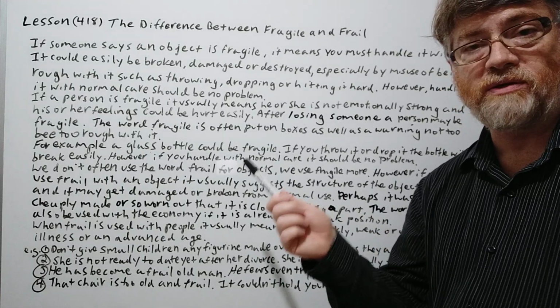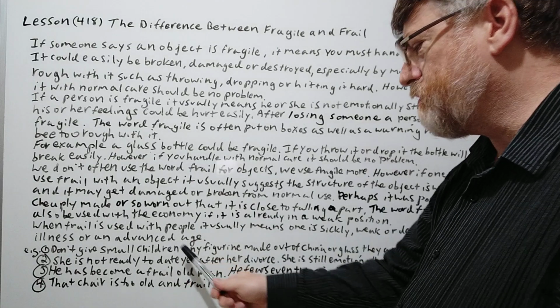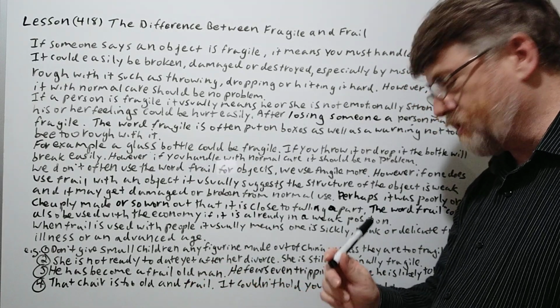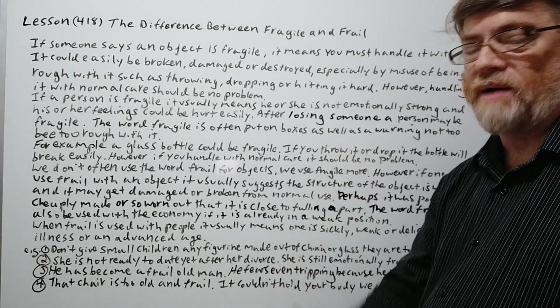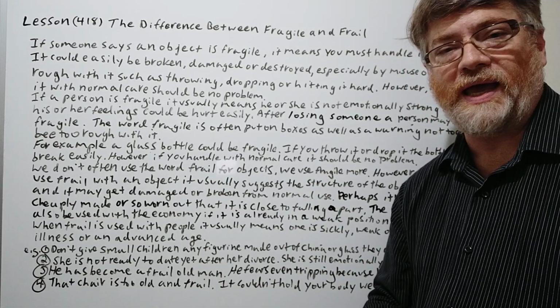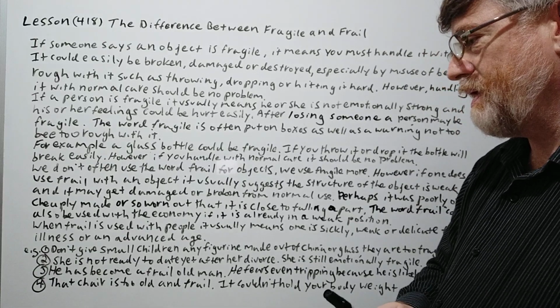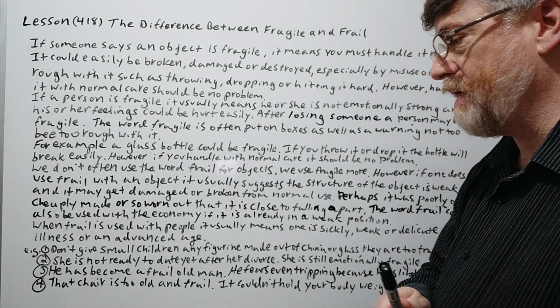Okay, so let's look at some examples to prove this. Example number 1. Don't give small children any figurine made out of china or glass. They are too fragile. Children are rough with toys. They drop them, they throw them, especially small children. And if you give them anything like that, it's probably going to break very quickly. So it's too fragile to give them something like that.